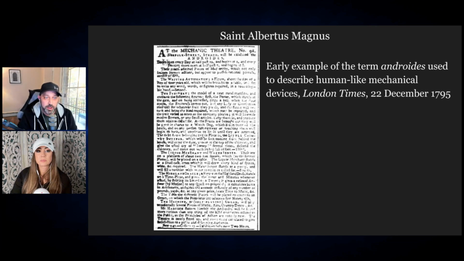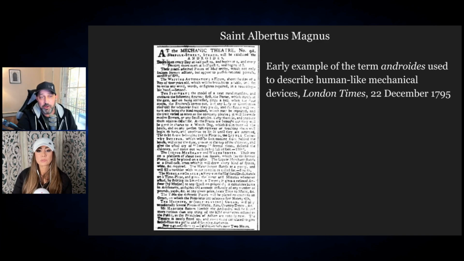And then I thought this was interesting. I really can't read too much of it because I can't see too much of it. But, an early day term of android used to describe human-like mechanical devices. This is from London Times, December 22nd, 1795. This is out of the newspaper from 1795.